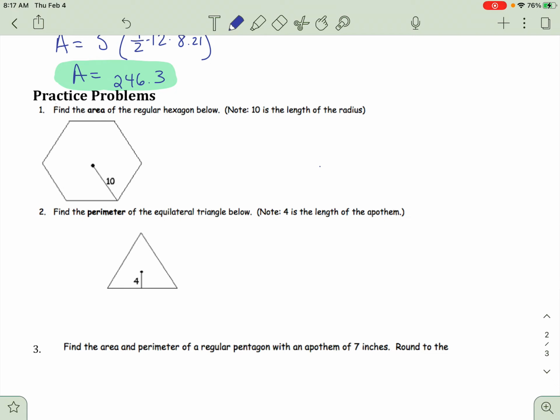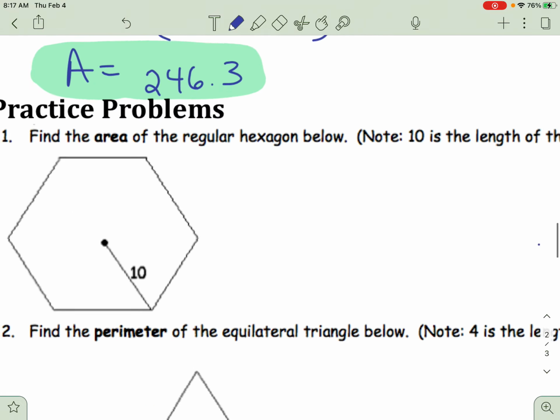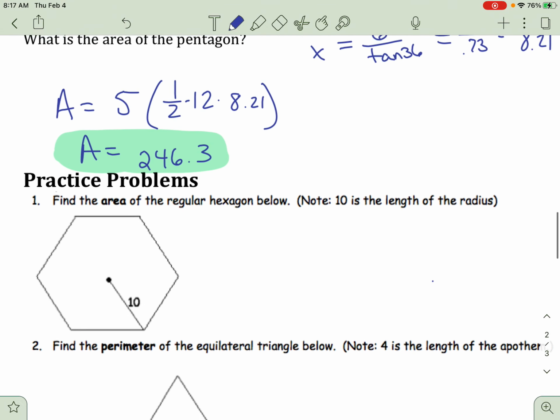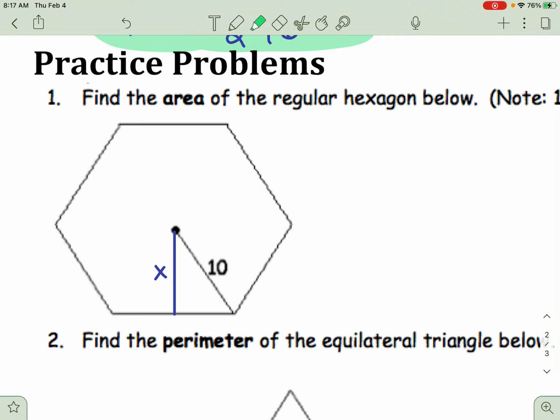All right, so I'm going to go through the first 2 practice problems with you. So those that watch this video are going to have a little bit of a head start, which is fantastic. And then you'll complete the rest on your own and get some easy points. So find the area of the regular hexagon below. Note 10 is the length of the radius. So we need the side length and we need that.